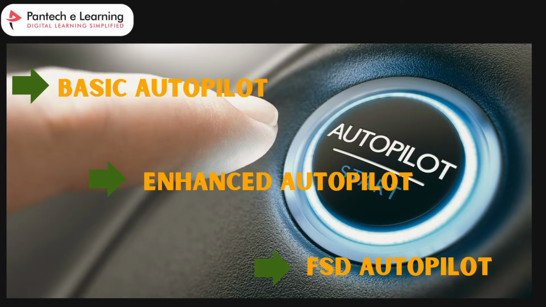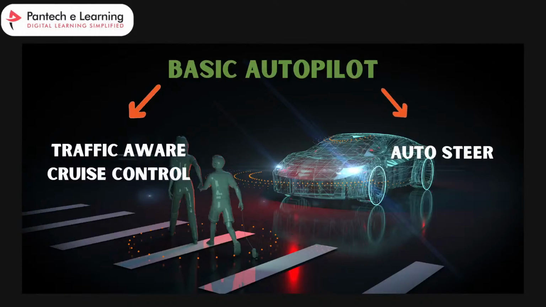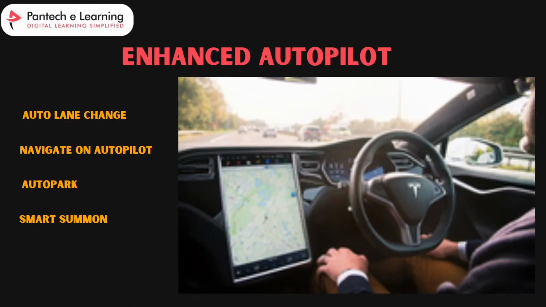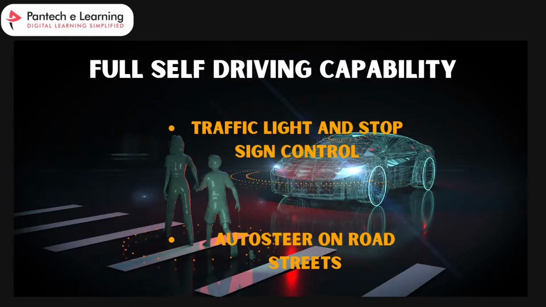And the next one is the last, FSD, full self-driving capability. This full self-driving capability is like the ultimate Autopilot upgrade. It includes traffic light and stop sign control, where your car not only adjusts your speed but also responds to traffic lights and stop signs. So these are all the FSD, full self-driving capabilities.